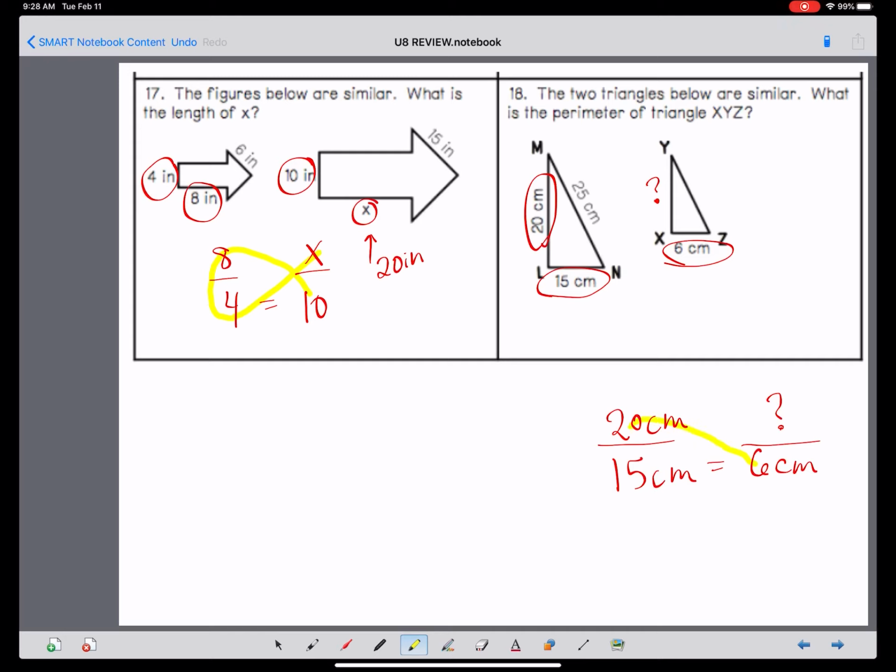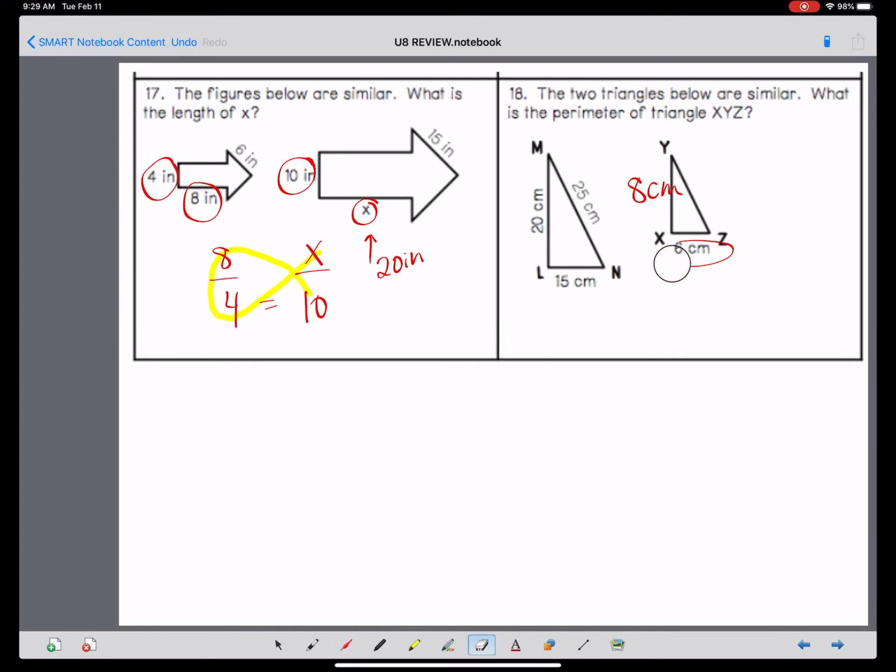6 times 20 divided by 15 will give us that answer. 6 times 20 is 120. Divided by 15 gives us 8. So I know my side length over here is going to be 8 centimeters. And let's go ahead and solve for the other side length. This is just one way that you can set these up.